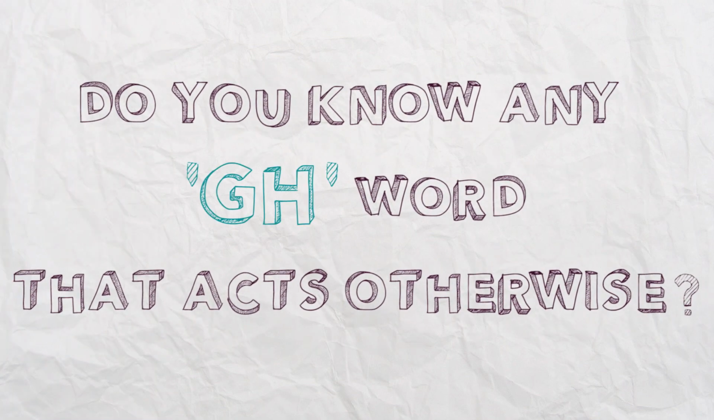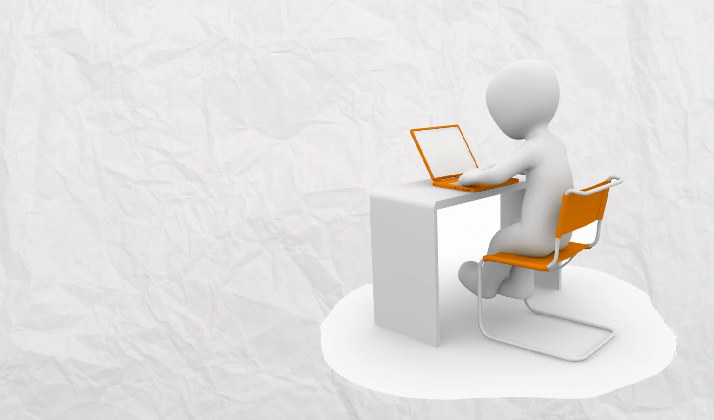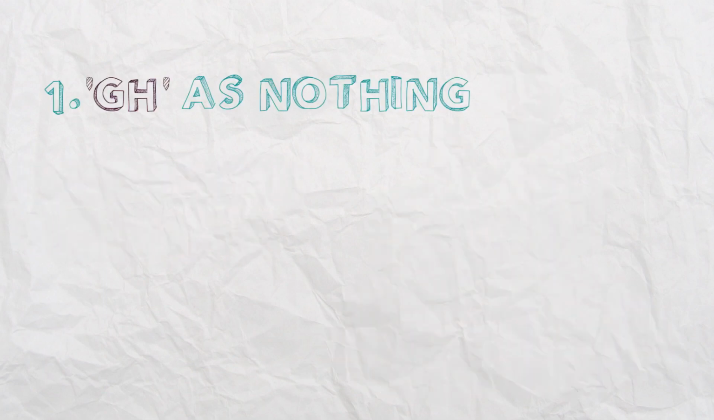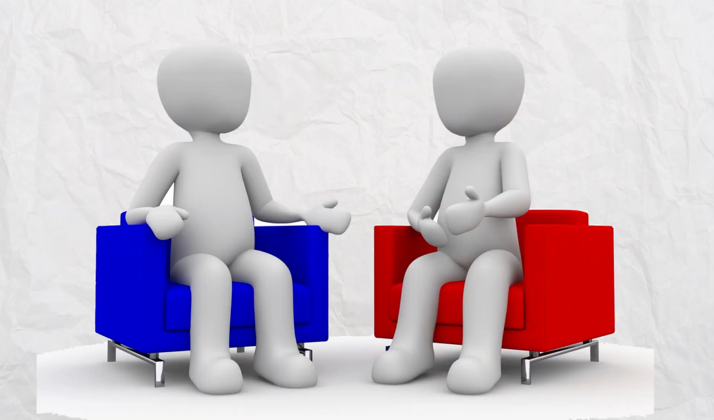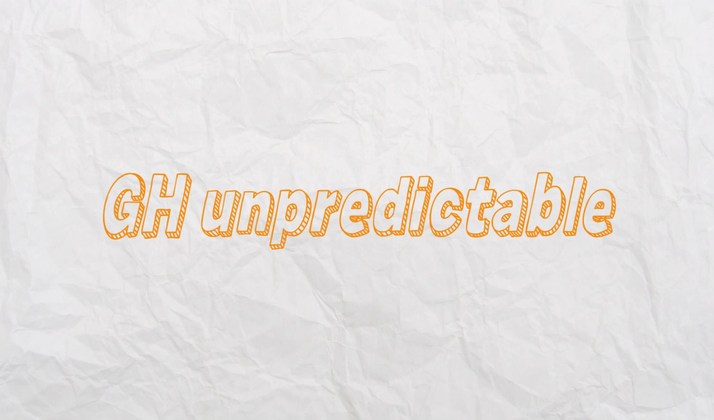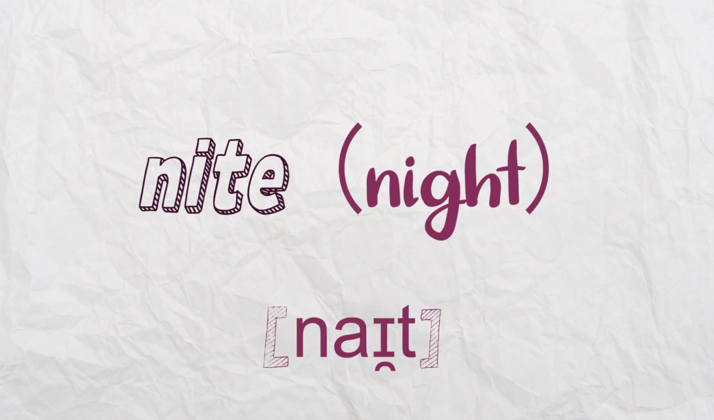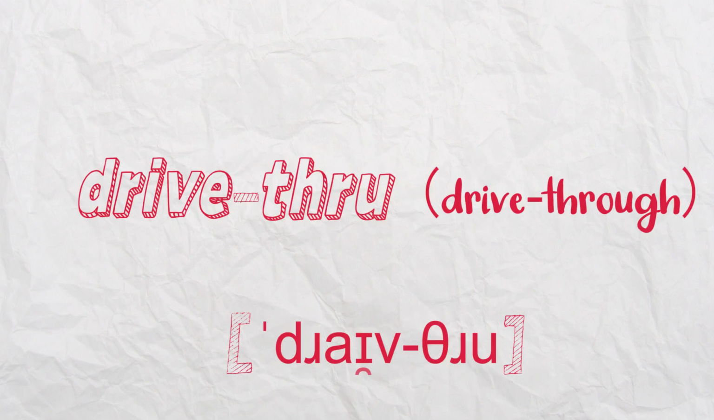If you know any word with GH that doesn't fall under any of these groups, let me know in the comments section. If you're not an English speaker and you learn the language, it's good to know these rules. But even if you're an English speaker, but you're not really into writing, you would know that there's so much unpredictability, and then you wouldn't write the word night like this, or light like this, or drive-through like this.